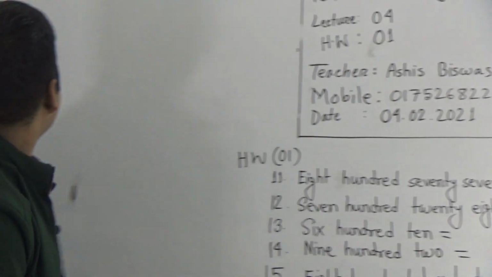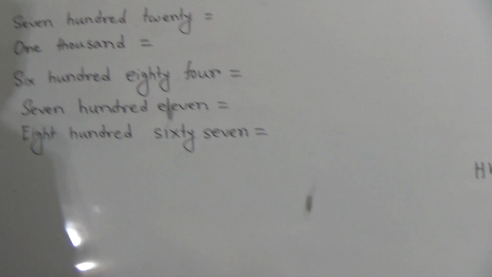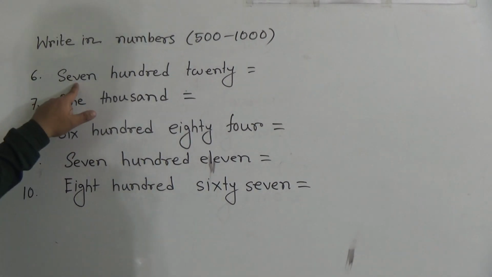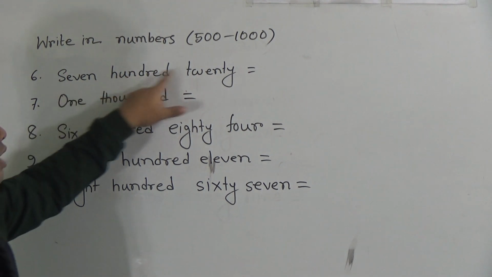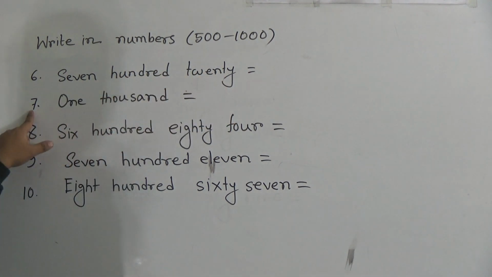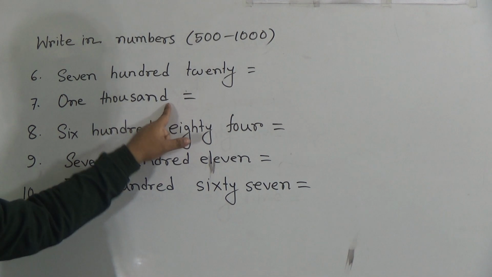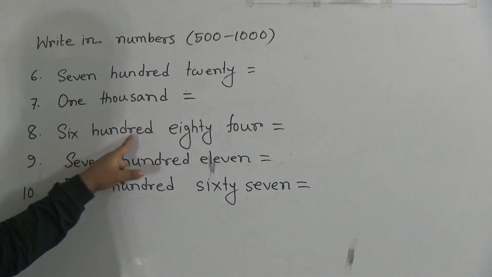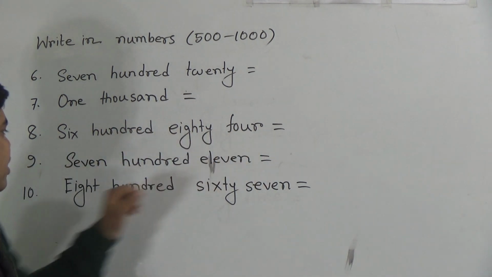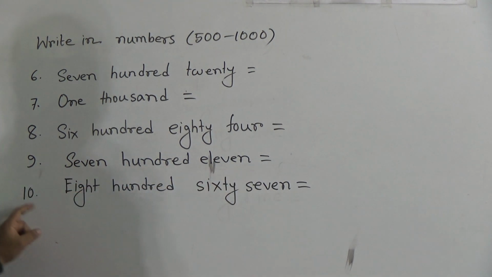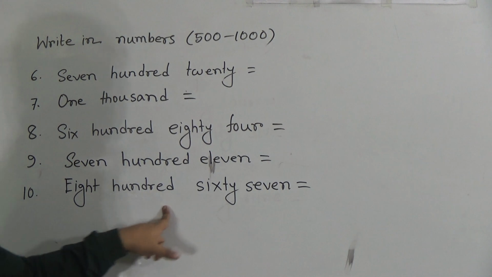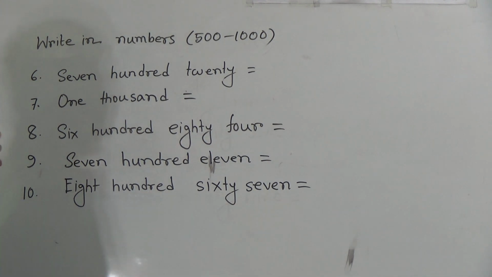Okay, so my dear students, notice the first one: 720. Question 7 is 1000. Question 8 is 684. Question 9 is 711. Question 10 is 867.